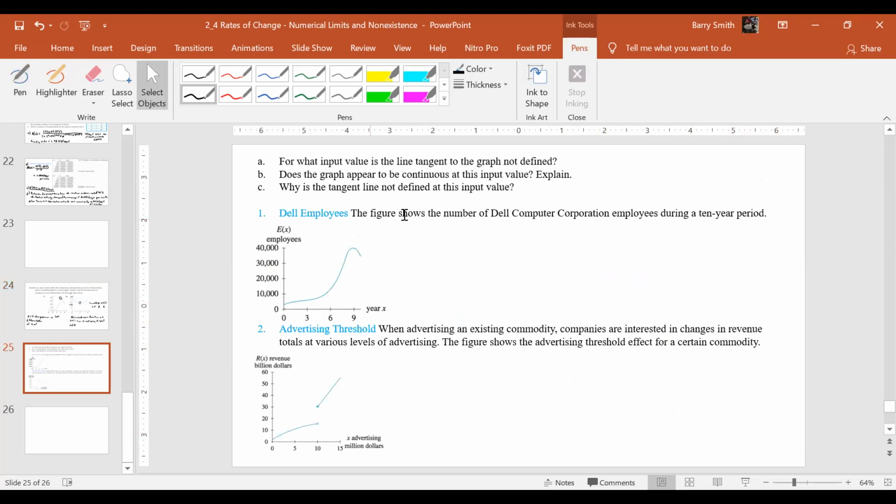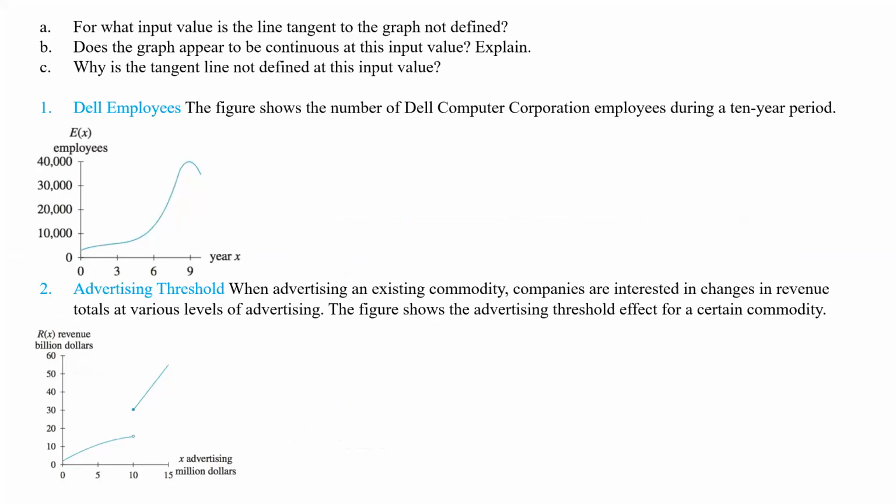The next one. So what we're supposed to do is, for what input value is the line tangent to the graph not defined? Does the graph appear to be continuous at this input value? Explain. And why is the tangent line not defined at this input value? All right. Let's go and see if we can hit full screen. It looks to me like we're coming up here, and at that point there, it looks like there might be some kind of a problem. And I think that's 7, that's 8.